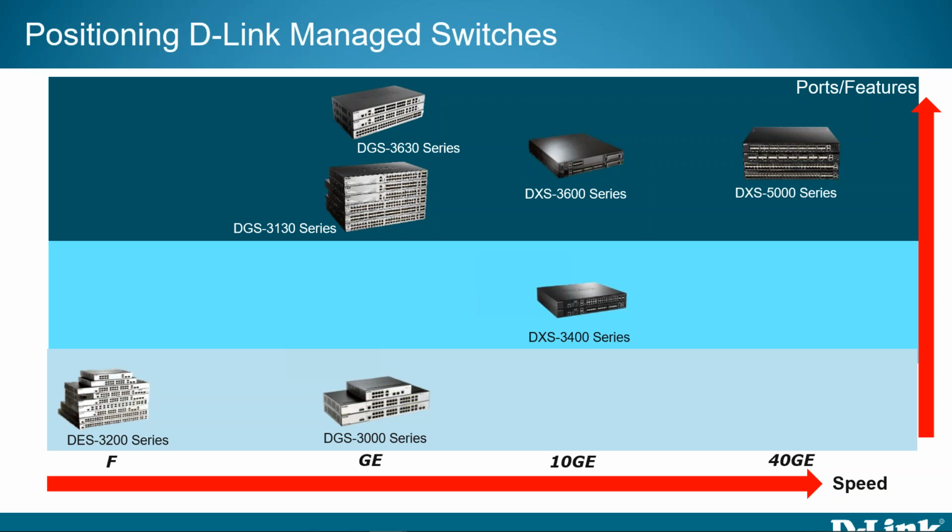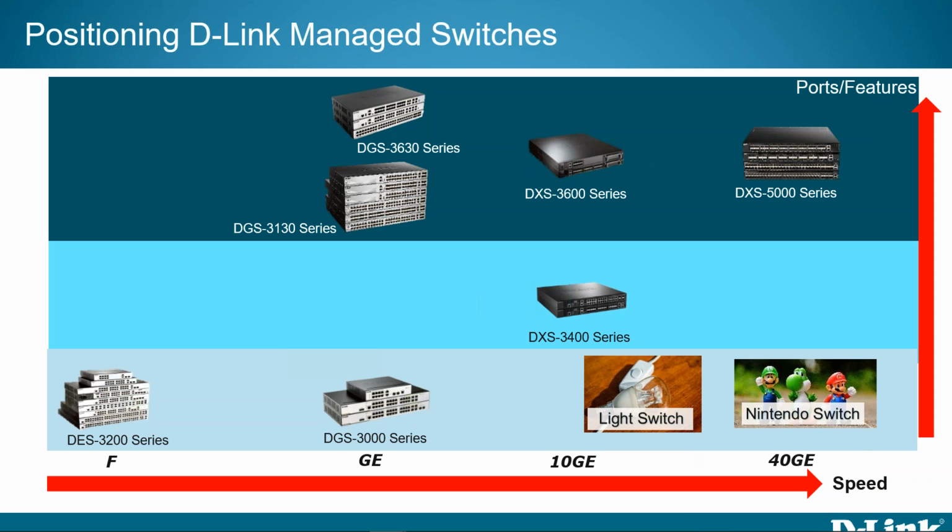So as you can see, everything from left to right gets slightly faster, and everything as you go up goes up in the feature stack. So the DXS is the top-range data center version. Yeah, absolutely. But just two quick examples: not light switches, or Nintendo Switches. We don't sell either of those products here at D-Link, unfortunately.